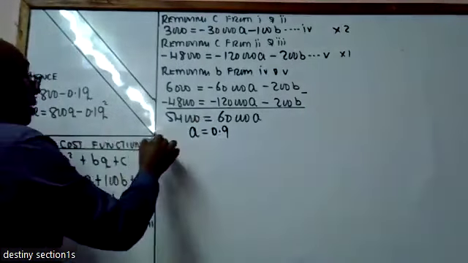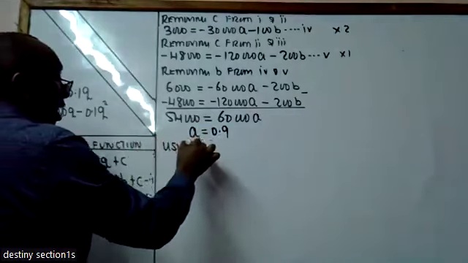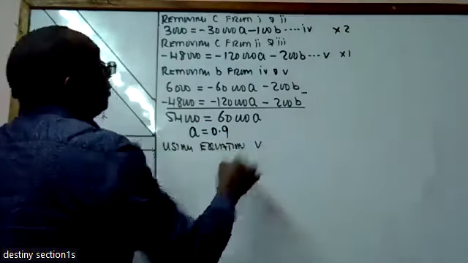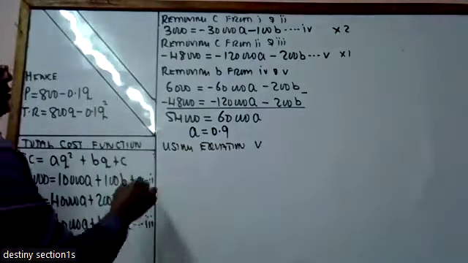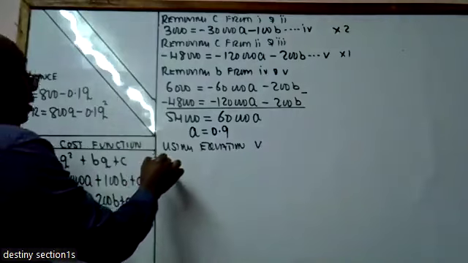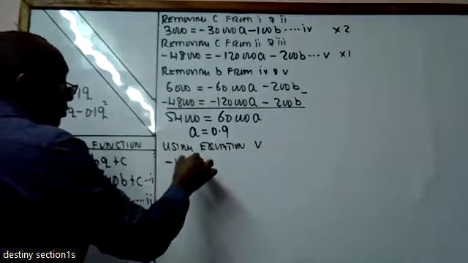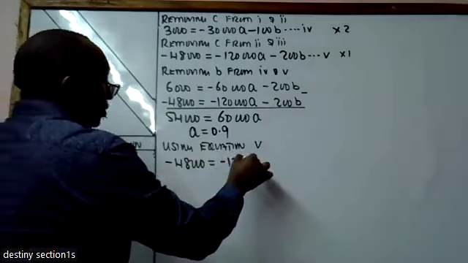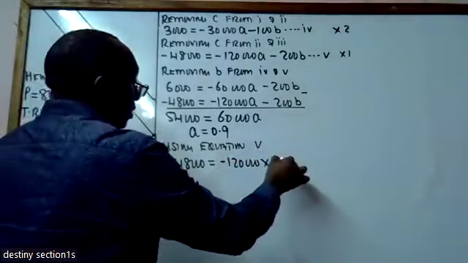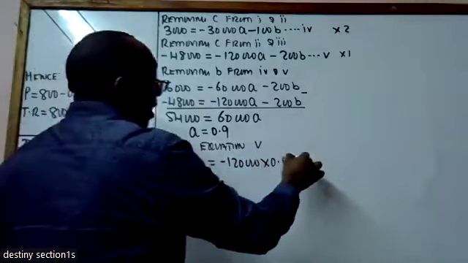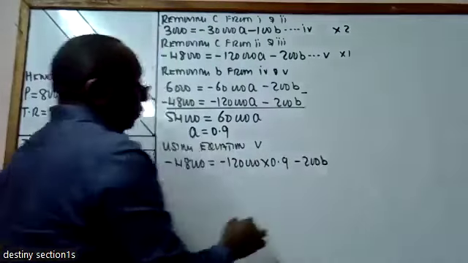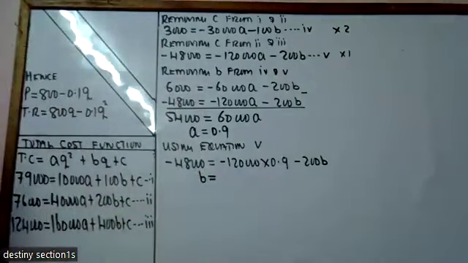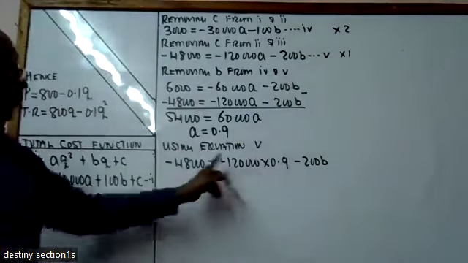0.9. Then to keep it the same, using equation five. Nakuja hapa niseme minus 48,000 is equal to minus 120,000 times 0.9 minus 200B. So solve from there and tell me the value of B. Hope you're able to solve that. Itakuja na huku ikuwe plus.